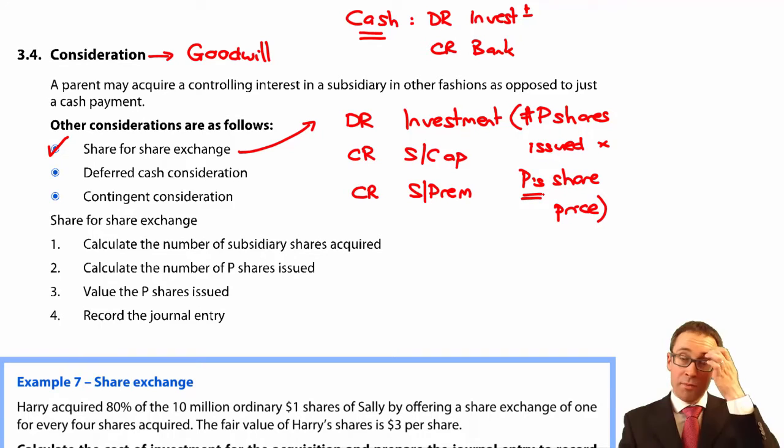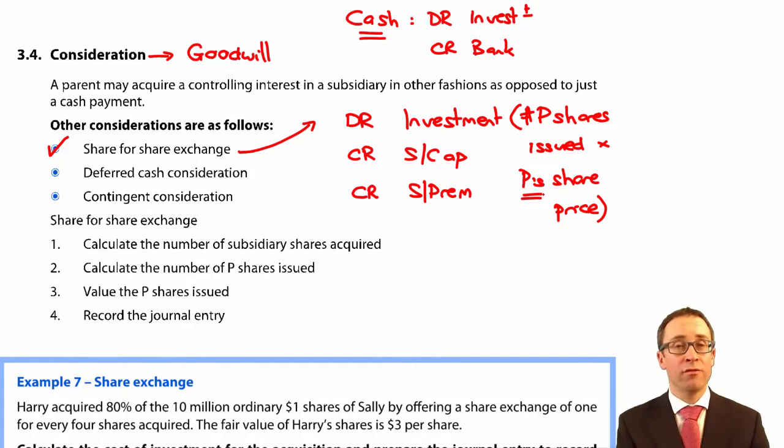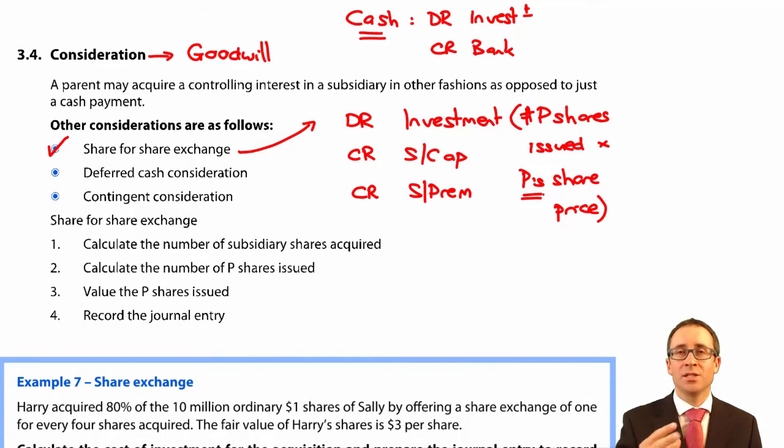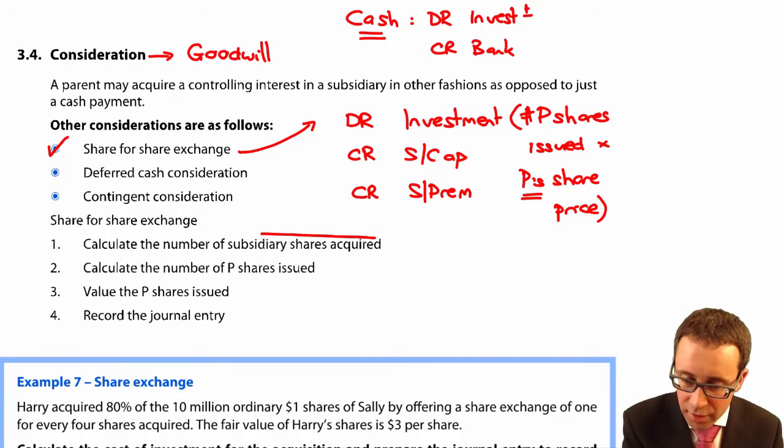So we need to take P's share price, whatever each individual P share is worth, and then look at how many P shares have been issued. Again, it's something that becomes very formulaic. We have a step-by-step process to work it all out. First, we calculate the number of shares in the subsidiary that we have bought. So you look at the number of shares in issue in the sub and the percentage of those shares that you have acquired. If we bought 75% of 1 million, we have bought 750,000 shares, haven't we? So we look at the number of S shares acquired first.